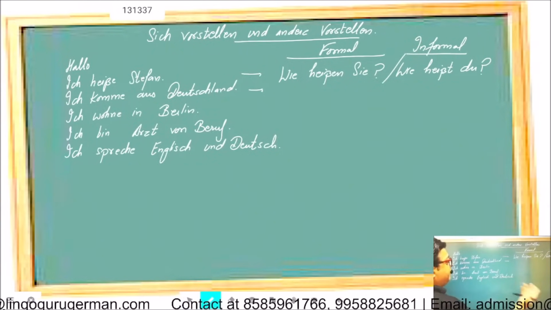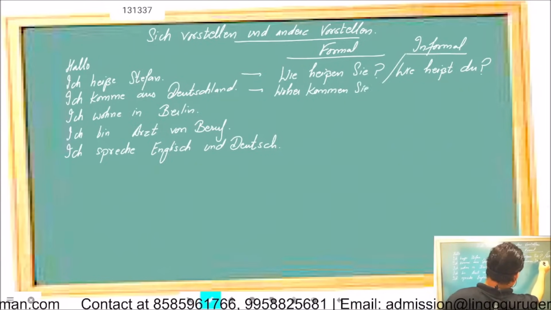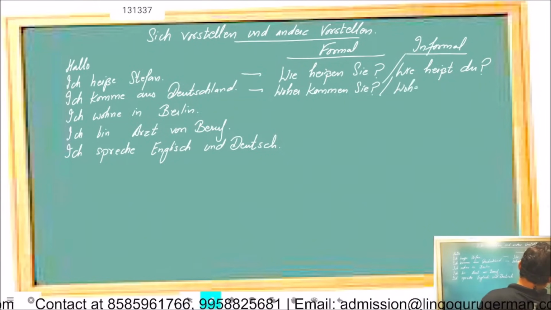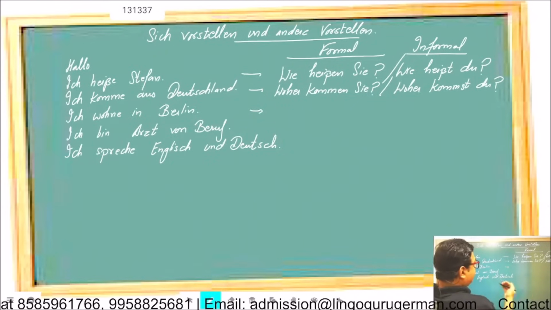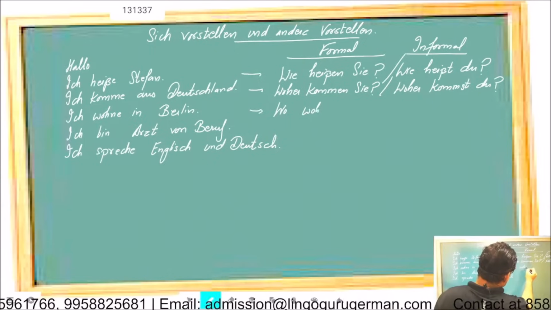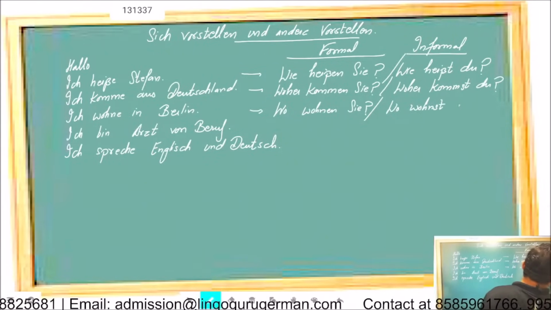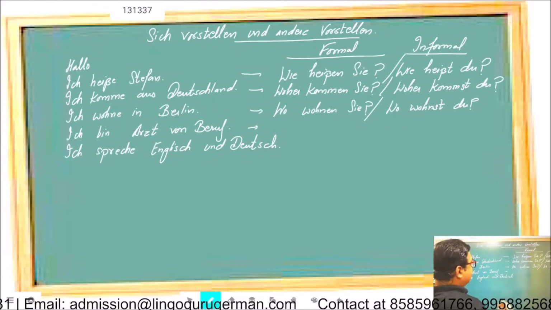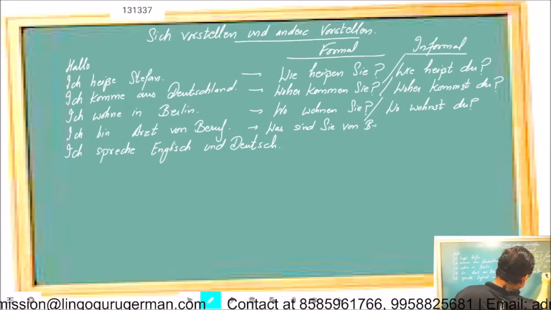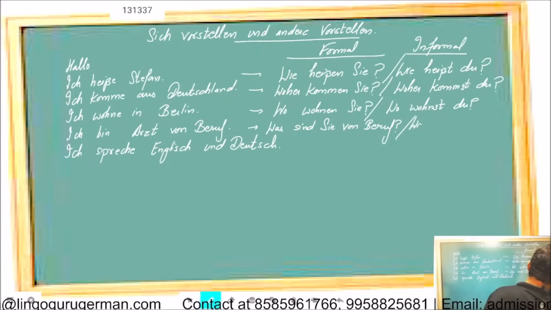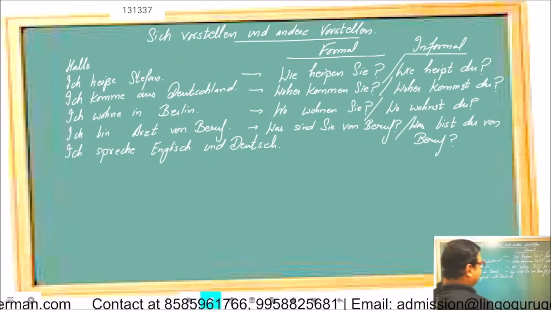I'm saying I come from Germany. Where do you come from? So you can ask, woher kommen Sie? Or woher kommst du? Ich wohne in Berlin. Wo wohnen Sie? Wo wohnst du? Ich bin Arzt von Beruf. You can say, was sind Sie von Beruf? Was bist du von Beruf? Right? These are a few questions which you can learn.